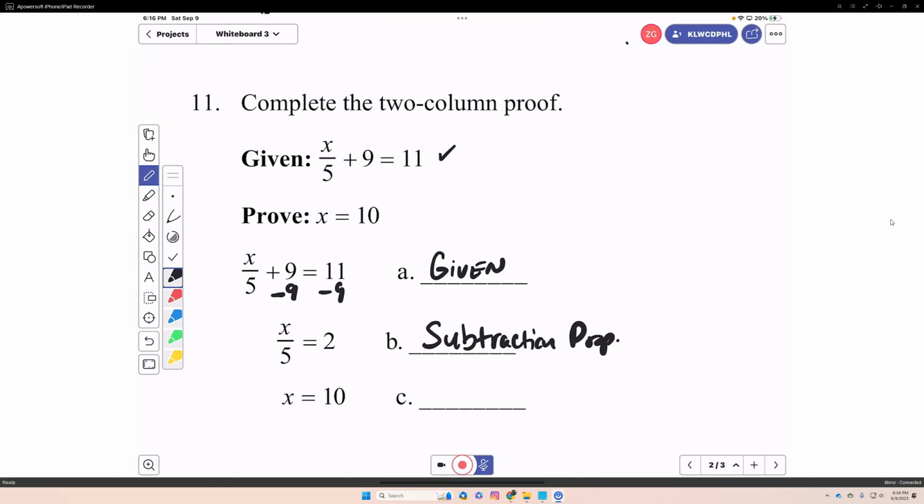And then from B to C, to get 10, what they did is they multiplied 5 to both sides. I'll put parentheses so you can see that. So they multiply both sides by 5, so that's multiplication property. And so we've proven that x equals 10. This is an algebraic proof.